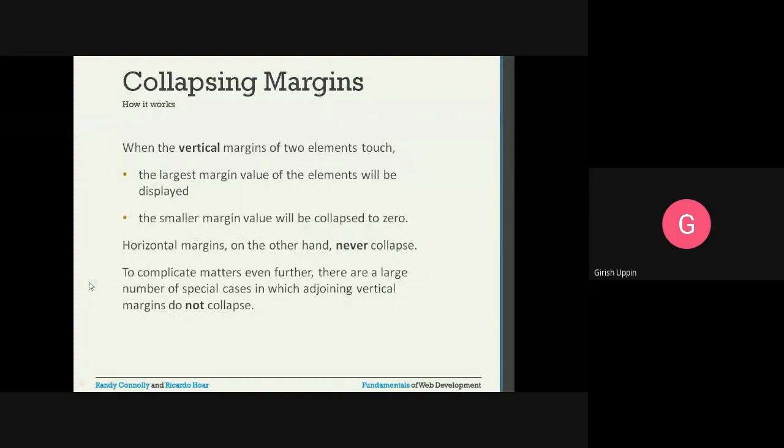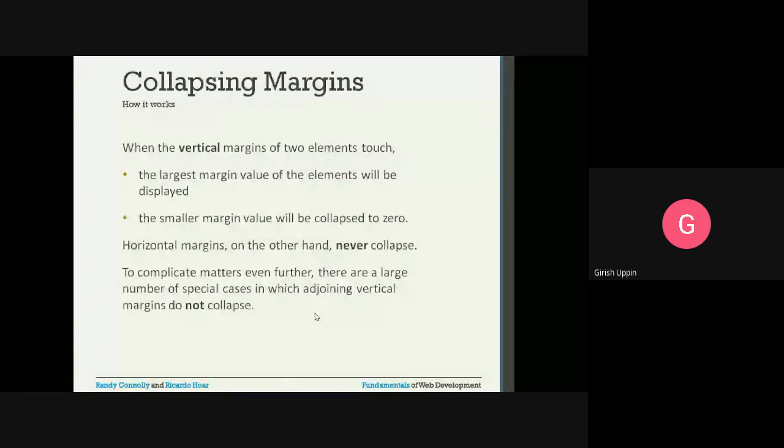Horizontal margins, on the other hand, never collapse. As I told you, only vertical margins will collapse. Horizontal margins will not collapse, even for the special cases in which adjoining vertical margins do not collapse. So there are certain cases where adjoining vertical margins do not collapse.